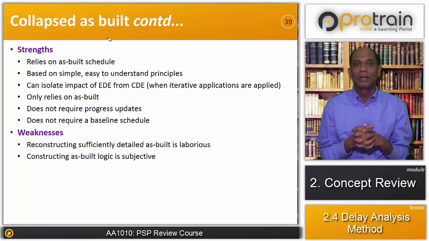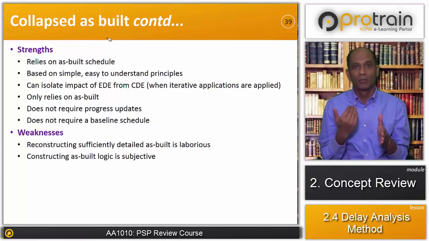It can isolate the impact of the employer delay event from the contractor delay event when iterative applications are applied. In the example we did, we removed the employer's delay event, but we did not touch the contractor's delay event. So we can use this method very nicely to see what was the impact of the contractor's delay and what was the impact of the employer's delay.